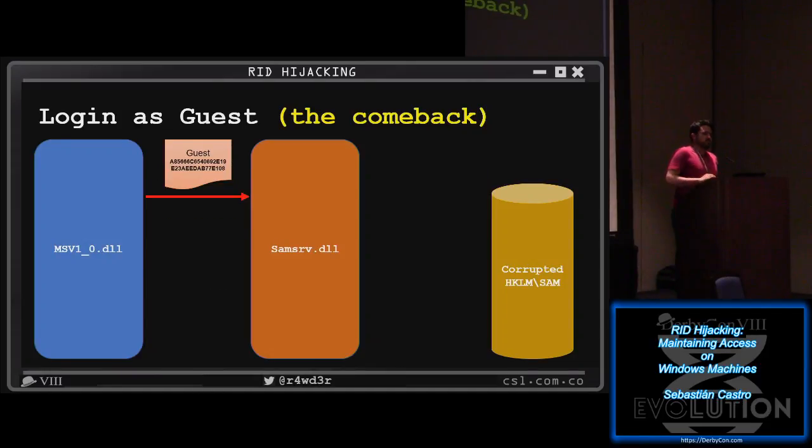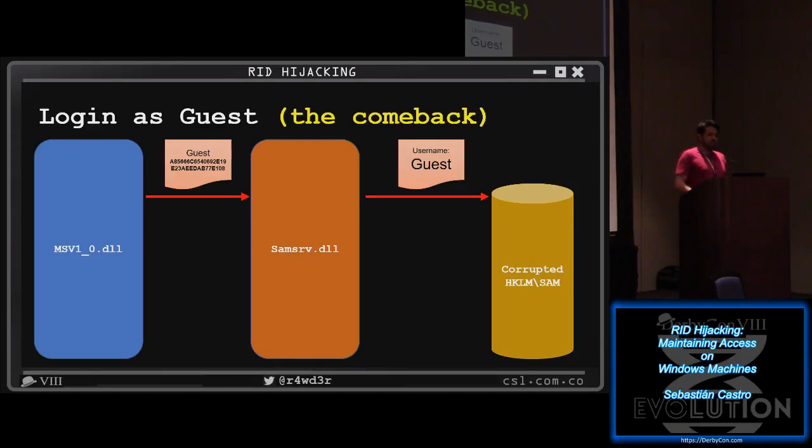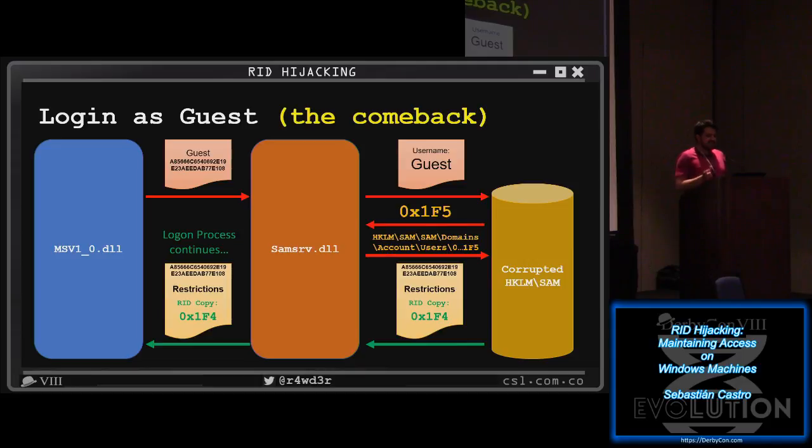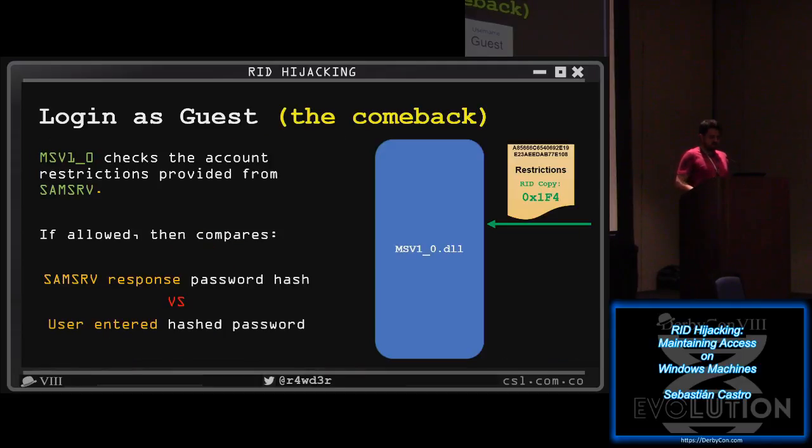So now repeat the whole process. MSV1 sends the user hash to the SAM server. The SAM server queries the SAM database with the guest username. Then it retrieves the associated RID key, which is 1F5. Now it queries the SAM database again with the obtained RID, and now it receives the security data from the SAM, including the modified RID copy. This data is sent back to the MSV1 authentication package. Now the MSV1 authentication package checks for security restrictions of the user obtained from the SAM security data.